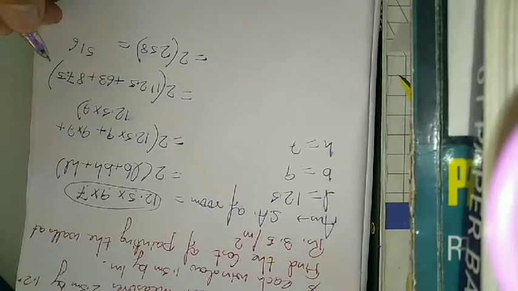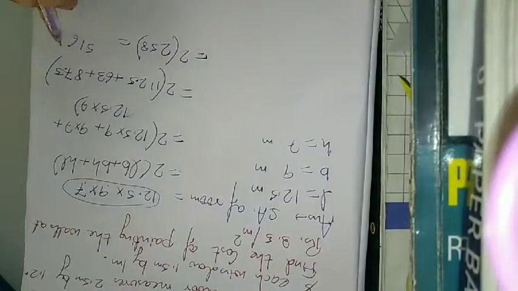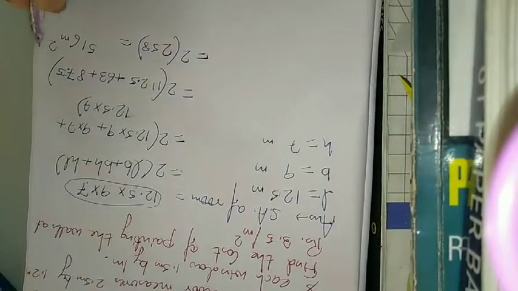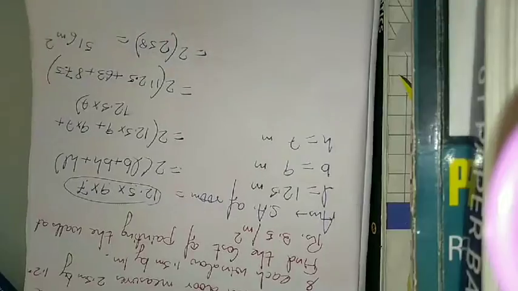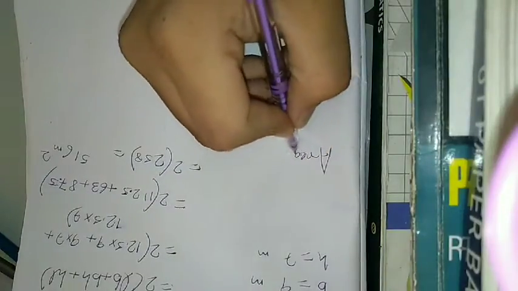So these, they were all in meters, right? They were all in meters. So 516 meter square is the total area, right? So let's talk about the area of the doors.